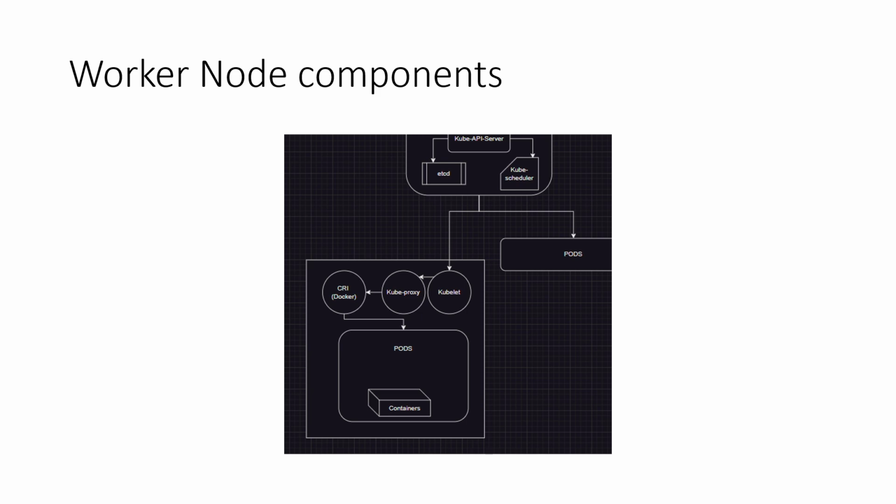So kube-proxy is a network proxy that runs on each node and implements part of the Kubernetes service concept. It maintains network rules on nodes. These network rules allow network communication to pods from network sessions inside and outside of the cluster. Kube-proxy uses the operating system packet filtering layer if there is one and it's available. Otherwise, kube-proxy forwards the traffic itself.